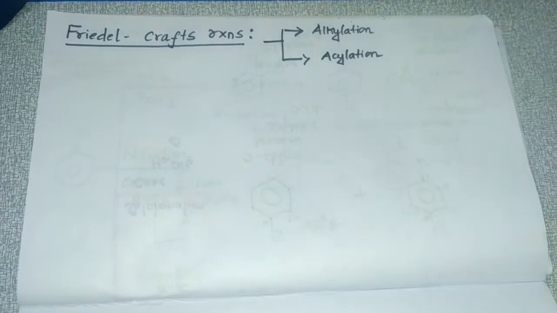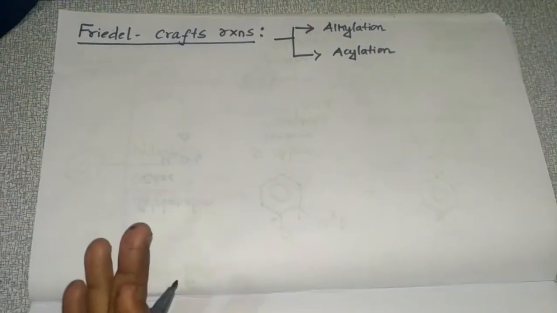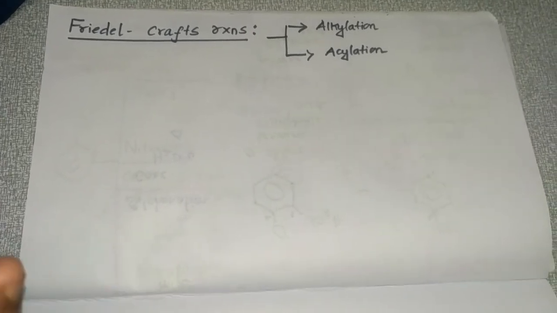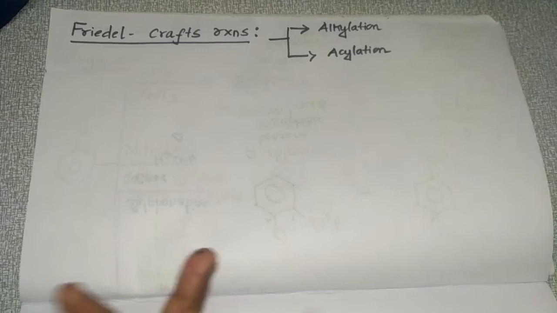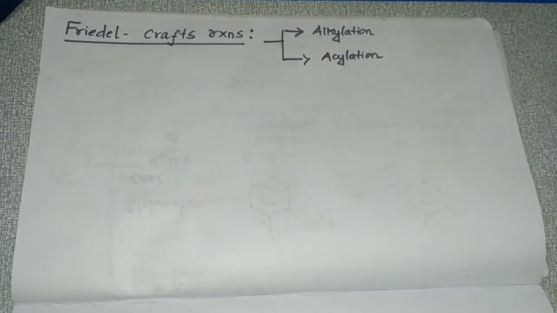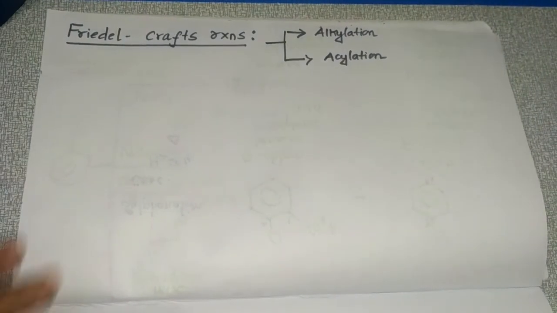So in this, haloarenes will undergo Friedel-Crafts alkylation and acylation reactions in the presence of anhydrous aluminum chloride, and the products formed will be the ortho product and the para product. First we will see the Friedel-Crafts alkylation reaction.